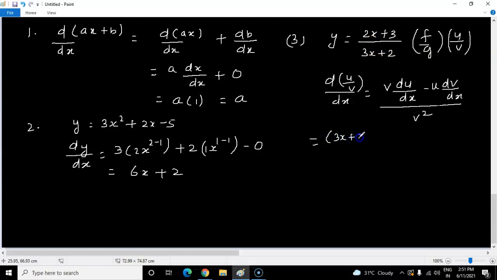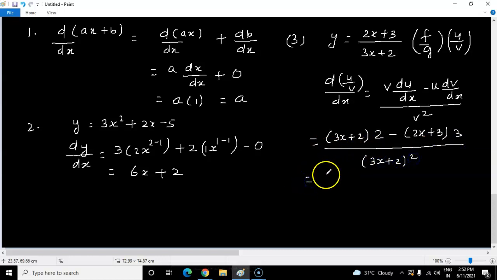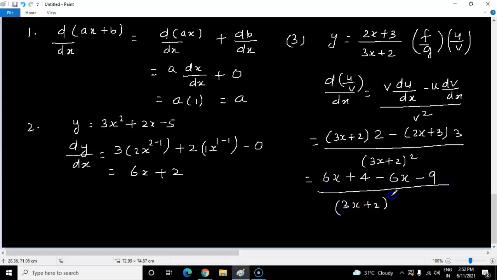So 3x plus 2 as it is, and the differentiation of u, 2x plus 3, is 2. Minus 2x plus 3 as it is, and the differentiation of v, 3x plus 2, is 3. Divided by 3x plus 2 whole square. If you simplify, you get 6x plus 4 minus 6x minus 9 divided by 3x plus 2 whole square. You can cancel the 6x terms. 4 minus 9 is minus 5, so the answer is minus 5 by 3x plus 2 whole square. Any doubt in this?